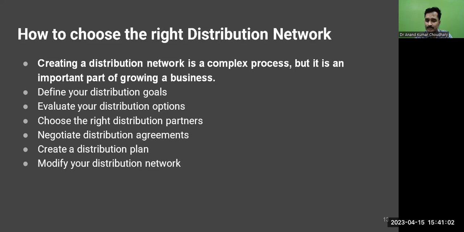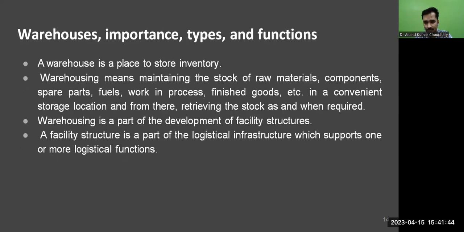Define your distribution network goals first. What is the goal behind the distribution? Certainly the business is going to be profitable, so accordingly you have to think like that. Evaluate your distribution options: how many options are available in your hand? Choose the right distribution partner. Negotiate the distribution agreement as well. Create a distribution plan. Modify the distribution network. For the right distribution network, you need to work on your goal. What is your goal behind the business? Because it is a complex process.